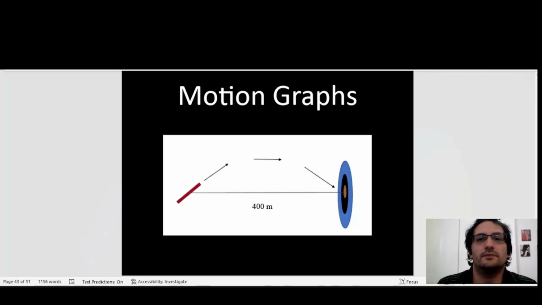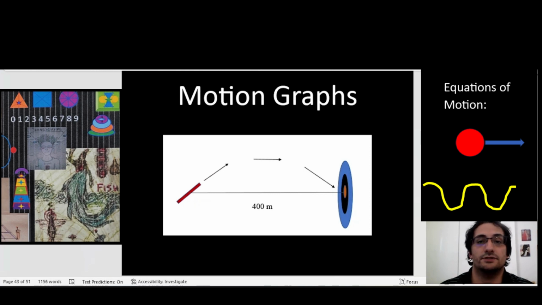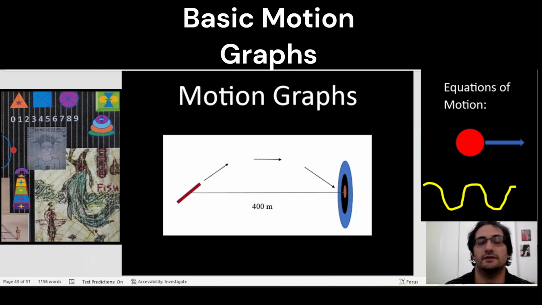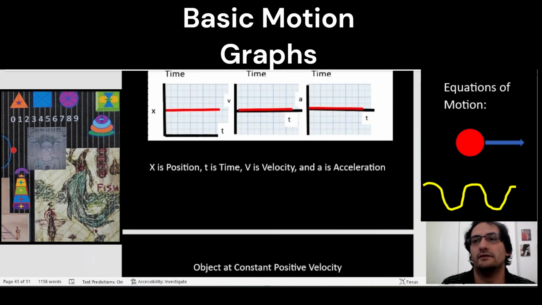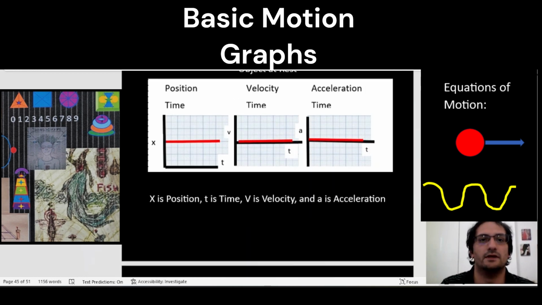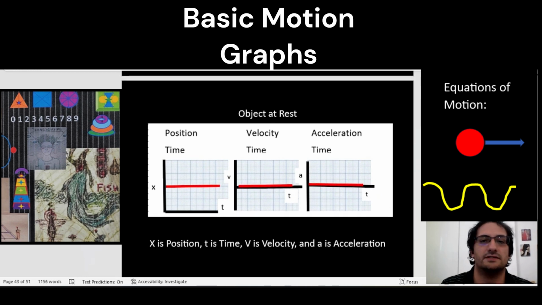In this video, I'm going to briefly explain motion graphs, the basic motion graphs that can be expanded later to more complex graphs, but this is a good start. So first of all, here we have three graphs: position versus time, velocity versus time, and acceleration versus time. X is position, t is time, v is velocity, a is acceleration, and t is time.